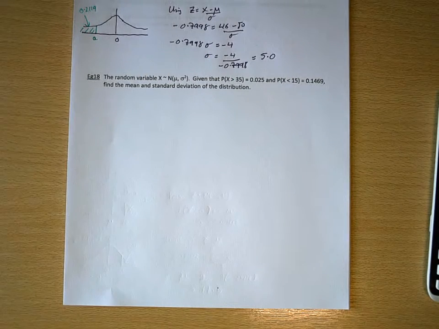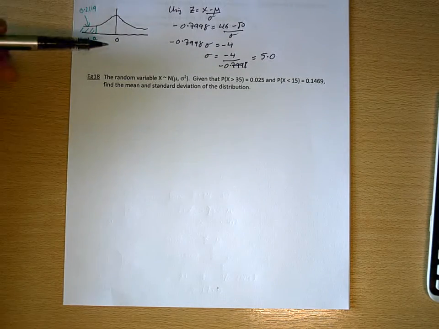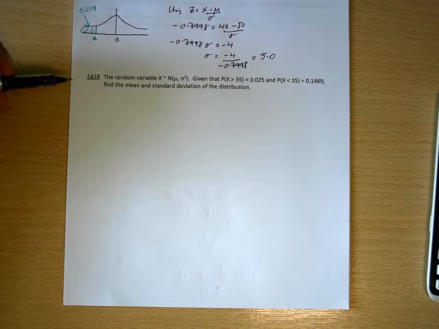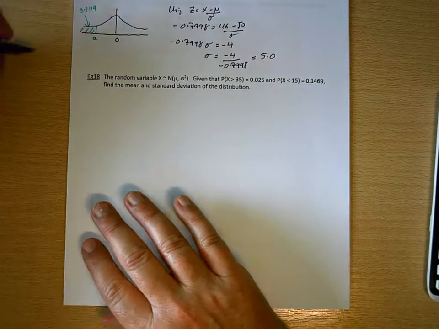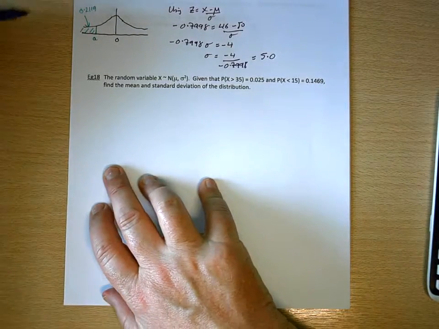Okay, if they want to be particularly evil to you, they'll give you a distribution where you don't know the mean or the standard deviation, and you end up setting up a set of simultaneous equations to solve. But they're generally straightforward simultaneous equations.